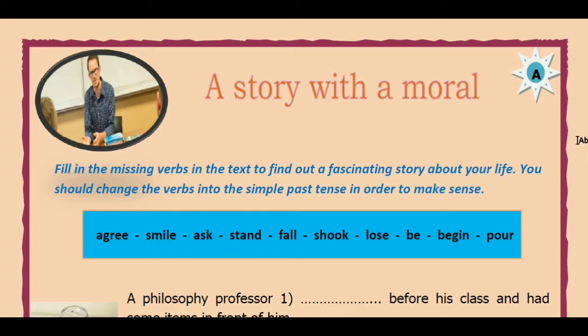Okay, now let's start. In this exercise you can see a story with a moral. That is the title. Now let's go. Fill in the missing verbs in the text to find out a fascinating story about your life. You should change the verbs into simple past tense in order to make sense, right?